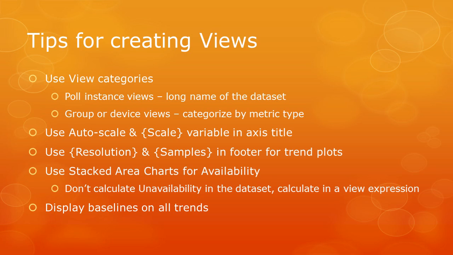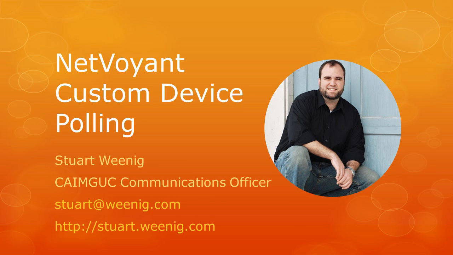For availability, use stacked area charts. Don't go to the dataset and create an expression for unavailability. Calculate that right in the view expression. There's no need to calculate that every 5 minutes. It's a really easy derivation that you can just pull right into the view. Lastly, if you've got a trend, display the baseline. It's always good to have a baseline, and it helps you know when things deviate from normal.